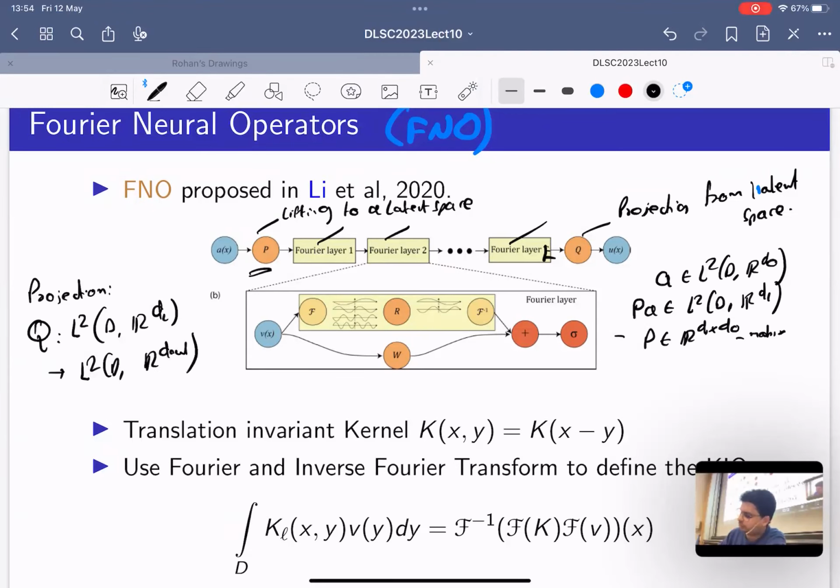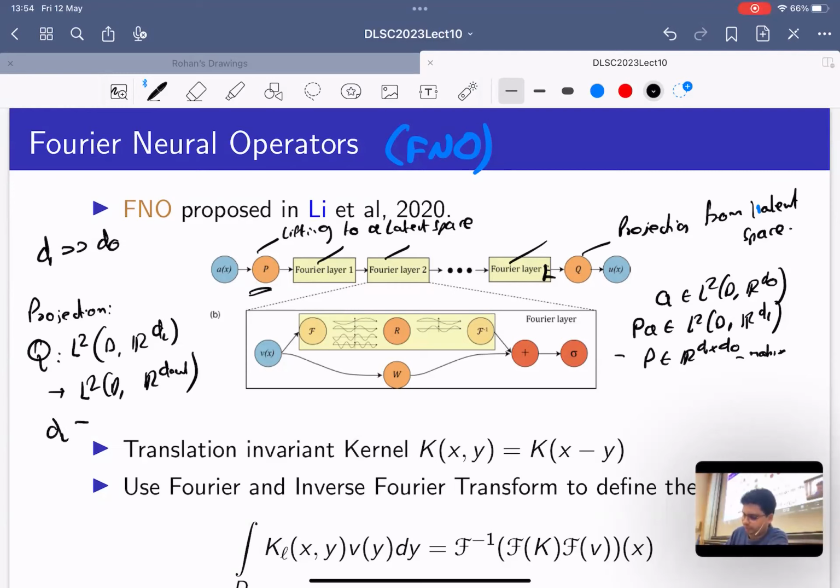But the difference is now D_L is typically much bigger than D_out. It may not be much bigger. So you take a function which has only 3 components, let's say a solution of Navier-Stokes in 3D, but you lift them into, I don't know, 20 components. You do your processing from 20 to 30, 30 to 50, 50 to 60. And then from 60, you have to come back to 3 components again, because at the end of the day, you have the solution of the Navier-Stokes. So the vector has 3 components in the velocity. So you have to project it down.